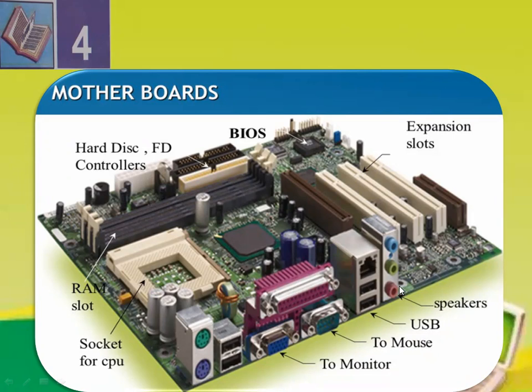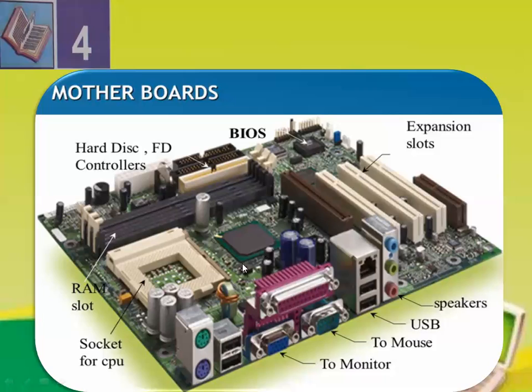Here we have a speaker, sound card. Here is a USB port. Here is a mouse port, monitor port. These are USB ports, and these are also mouse and keyboard ports. These are the sockets for the CPU and the RAM slot. Here you can place your RAM memory. This is the hard disk controller, FD. These are the BIOS, basic input output system.